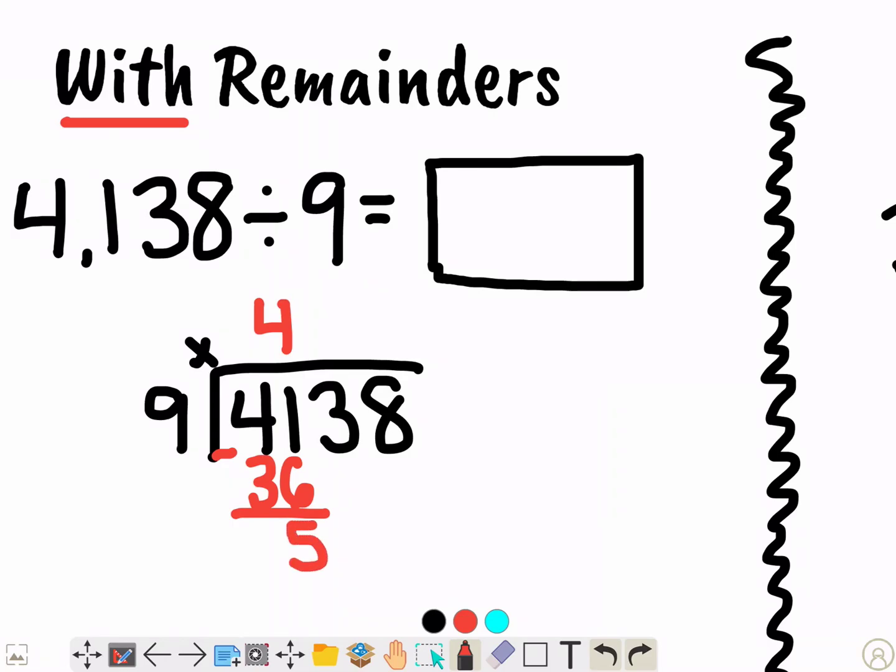And don't forget, this problem is going to be an example of one that we have a remainder, just like we did in the 3-digit by 1-digit video. I have 2 problems, one with a remainder, one without. So let's get back into it. So 9 went into 41 4 times with 5 left over.